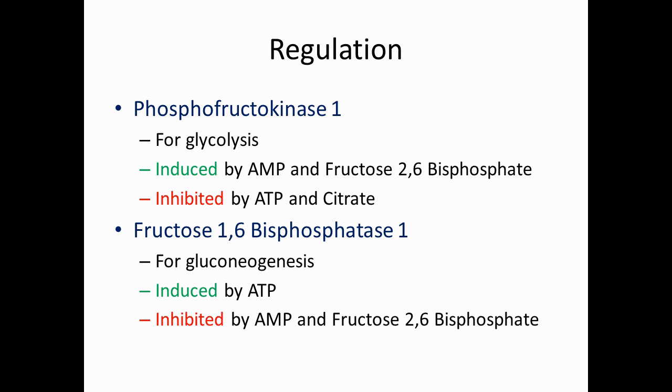So now we'll see certain regulators of those two enzymes. Phosphofructokinase 1, which is for glycolysis, is induced by AMP and fructose 2,6-bisphosphate, as we have seen earlier, and is inhibited by ATP and citrate. In contrast to that, fructose 1,6-bisphosphatase 1, which is for gluconeogenesis, is induced by ATP and inhibited by AMP and fructose 2,6-bisphosphate.